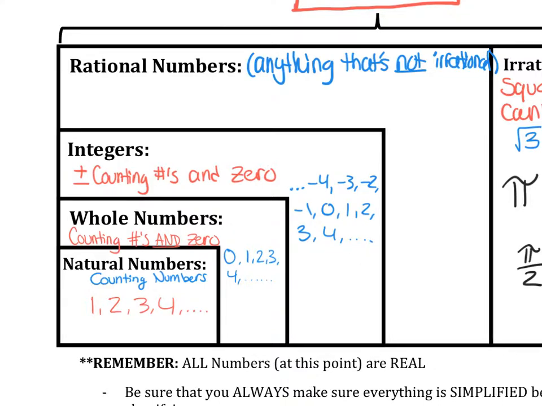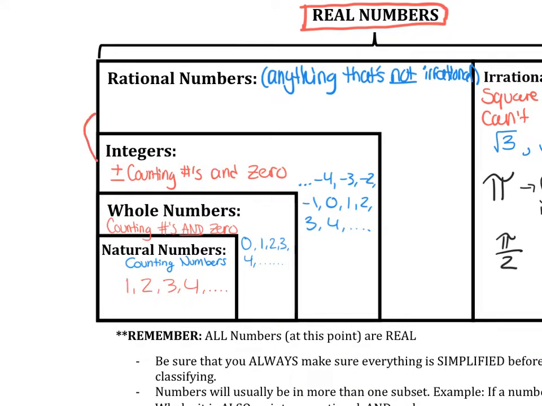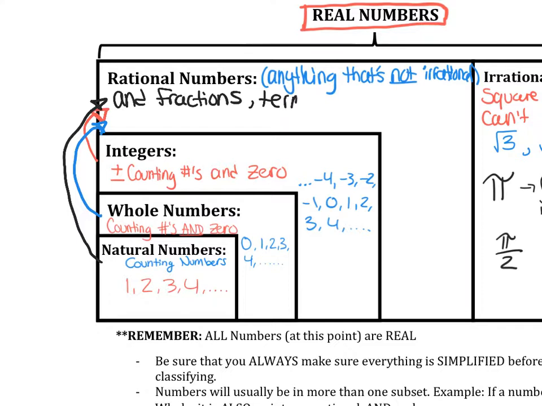Rational numbers so includes everything from before. It includes our integers. It includes the whole numbers. It includes the natural numbers, all of that. So our positive and negative counting numbers and 0. And then with rational numbers is where we add in fractions. So it has all 3 of these things and fractions. Terminating decimals. And repeating decimals.